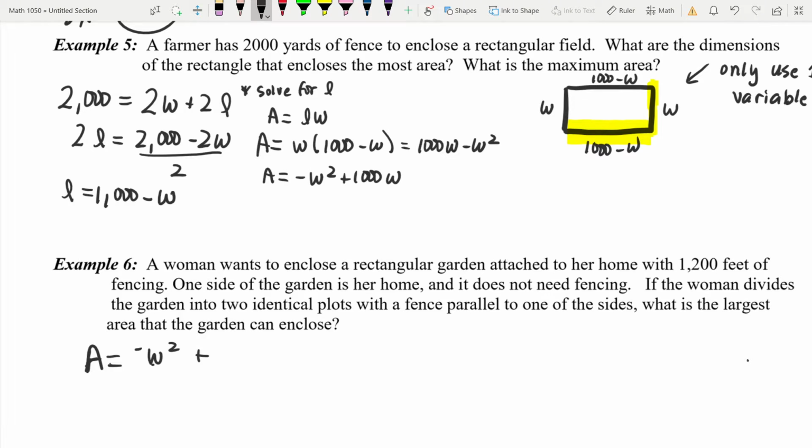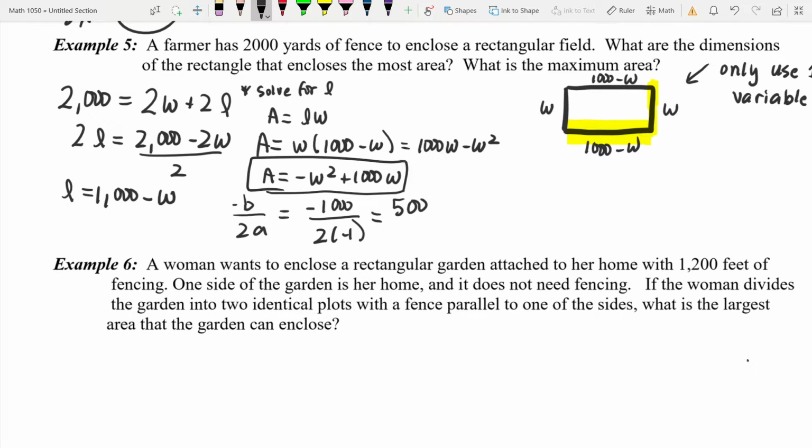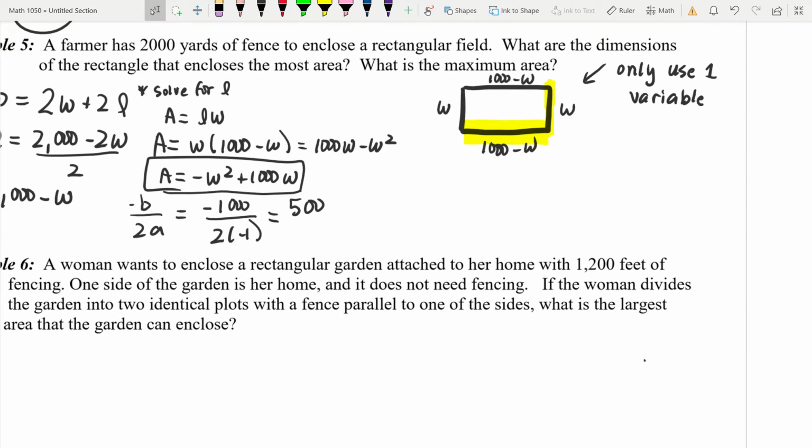Okay, so I'm going to maximize. So that's going to be negative b over 2 times a. So that is negative 1,000 over 2 times negative 1. Okay, a negative over a negative is a positive. 1,000 divided by 2 is 500. 500 stands for the x-coordinate of this equation. What is the x-coordinate of that equation represented by? W, right? Read the question. What are the dimensions that enclose the maximum area? So that's it. That's one of the answers.